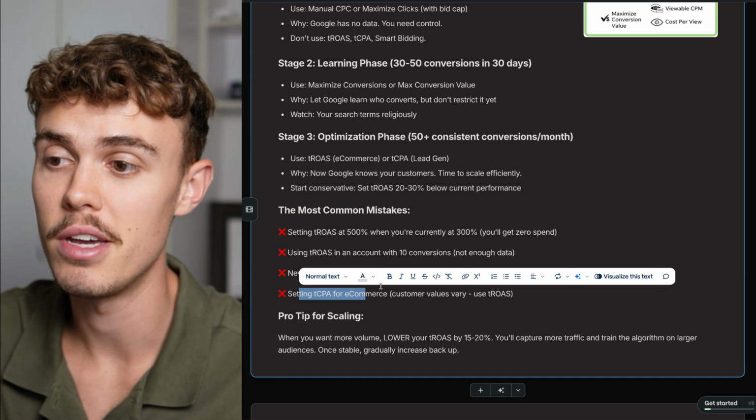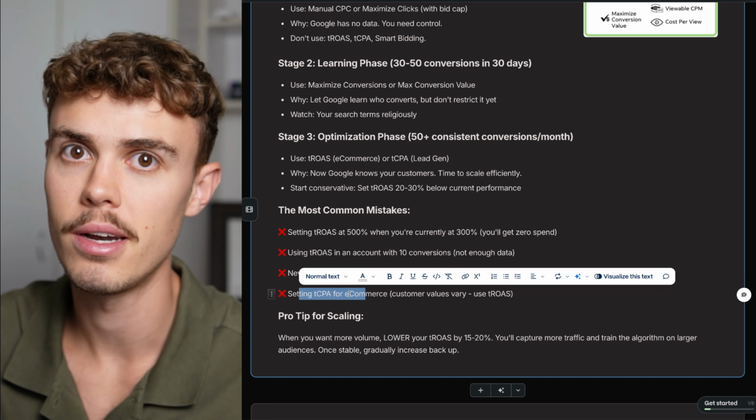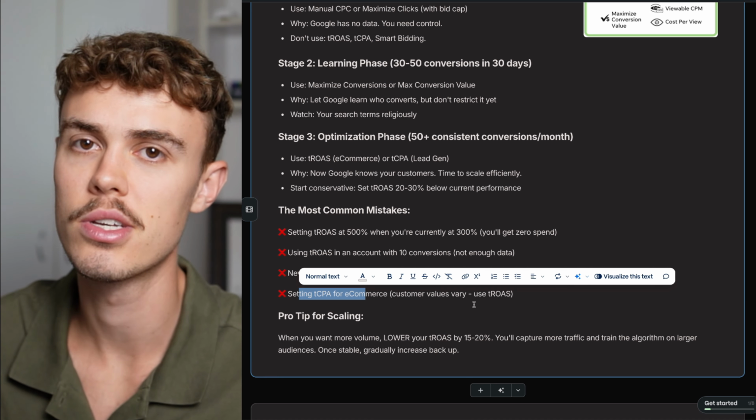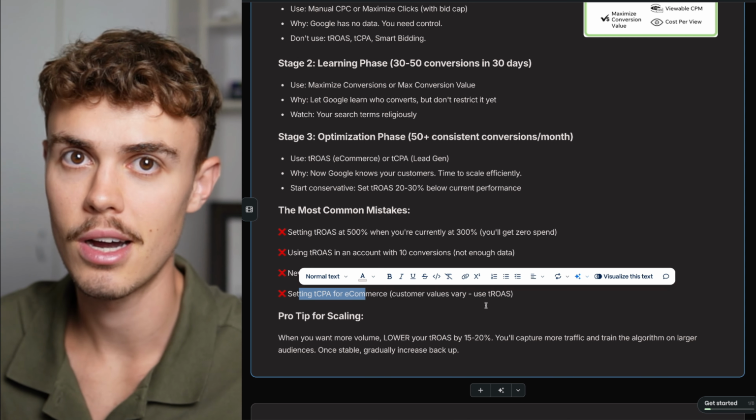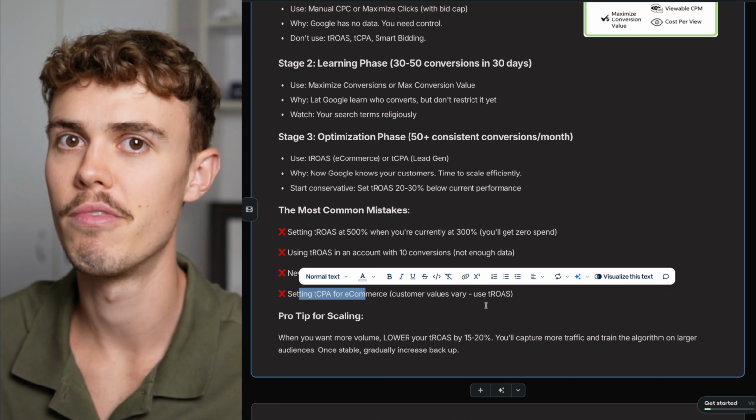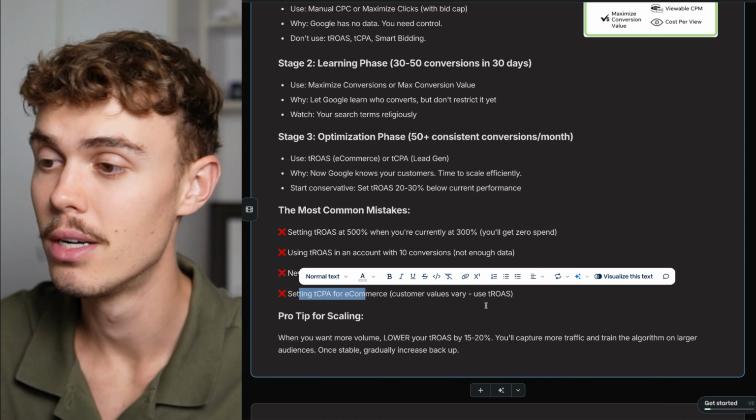And then setting TCPA for e-commerce. Don't use TCPA in e-commerce because your conversion values can vary across customers, and you want to be targeting those higher value customers in the vast majority of cases because they generate more money.